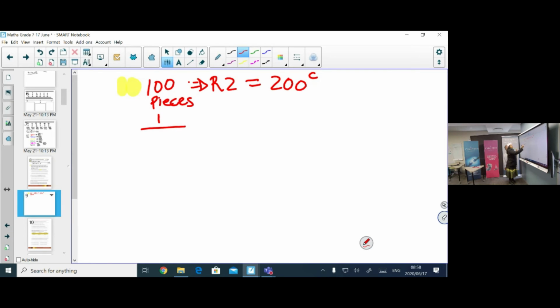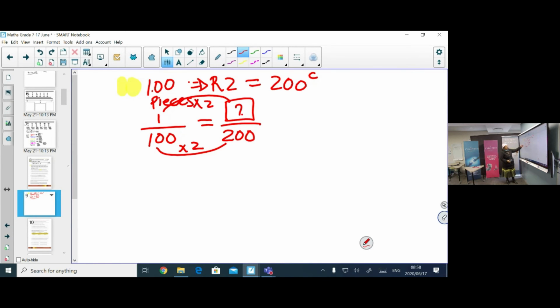1 piece out of, because the 100 cost 200. Then we are looking at how much is the smallest piece. So it's like solving this problem. To get there, from 100 to 200, you are multiplying by 2. You must also multiply by 2.